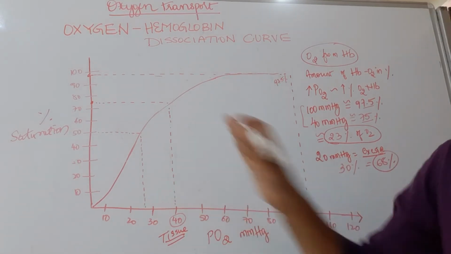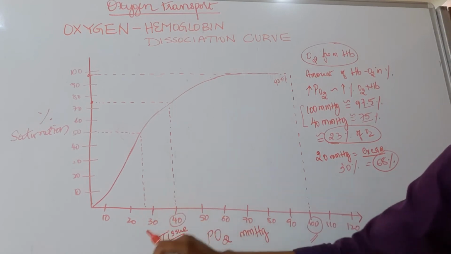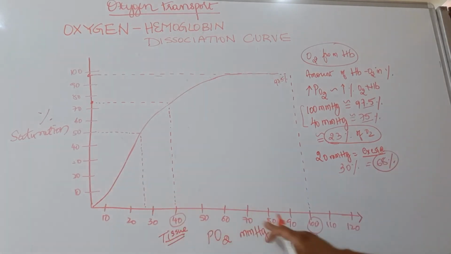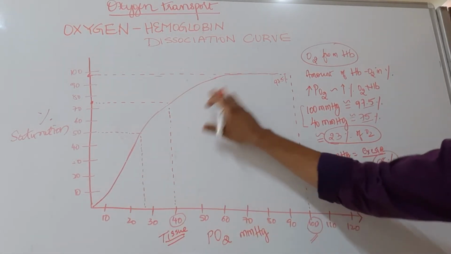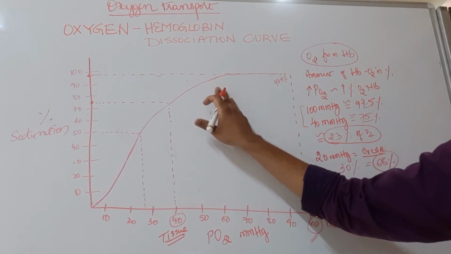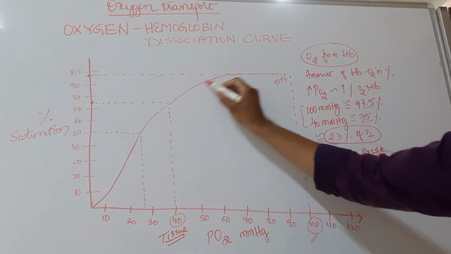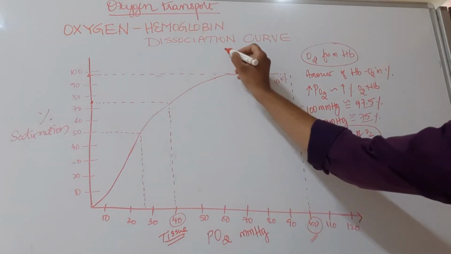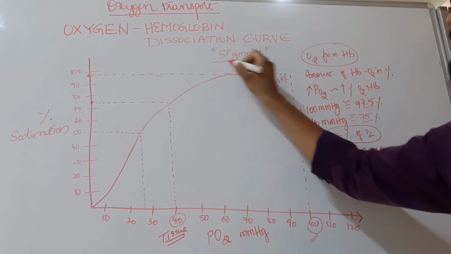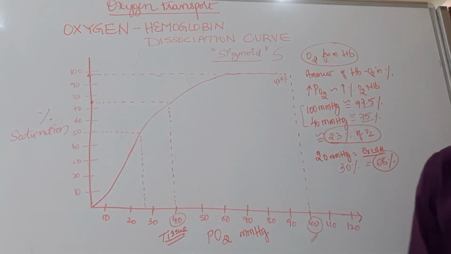So this clearly explains the graph: as the partial pressure of oxygen decreases, the binding capacity of the oxygen to the hemoglobin decreases. As it goes on increasing, the percentage saturation of the hemoglobin with oxygen increases. So whenever we plot this curve, we get a curve in this fashion, which is referred to as a sigmoid curve. So the oxygen hemoglobin dissociation curve is a sigmoid curve or S-shaped curve.